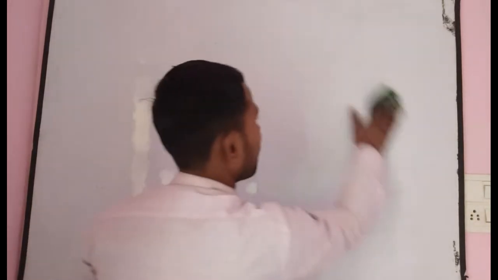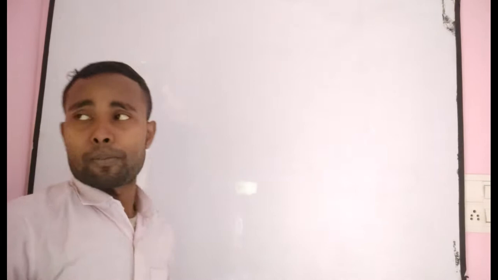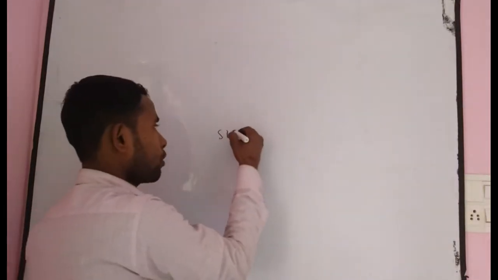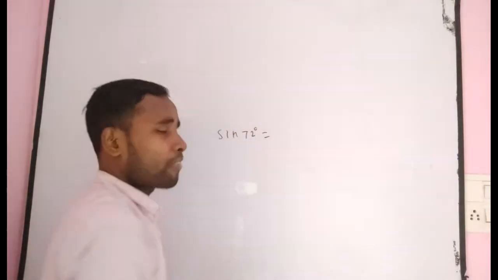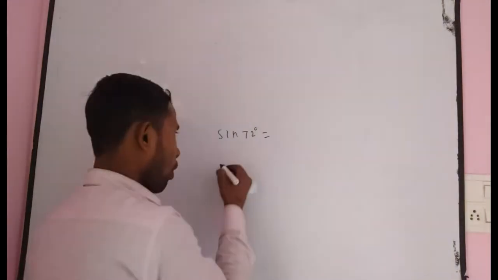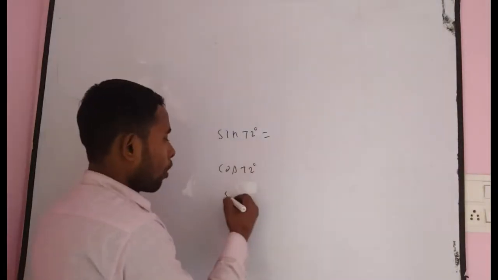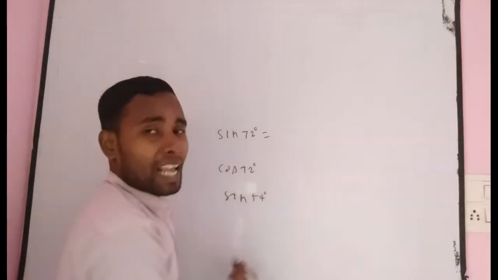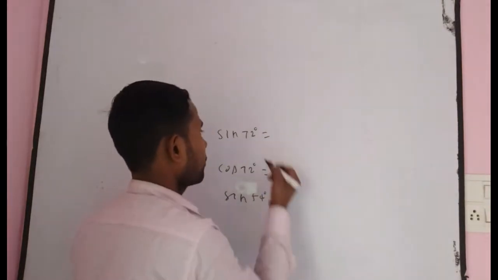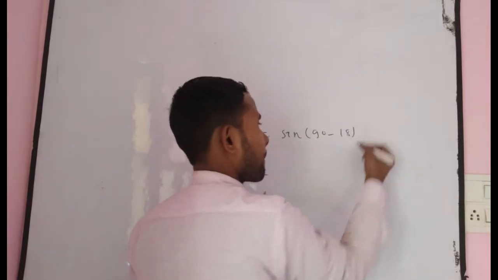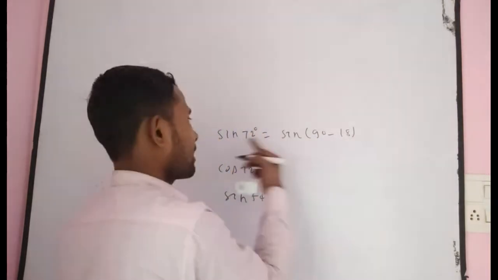I think you understand all my formulas and all values of trigonometric functions, that means 18 degree, 36 degree. Sometimes in your book they ask you how to find sine 72 degree, cos 72 degree, or sin 54 degree. It is also easy to find. I want to give you some idea. Sine 72 can be written as sine 90 minus 18, because 90 minus 18 will be 72.